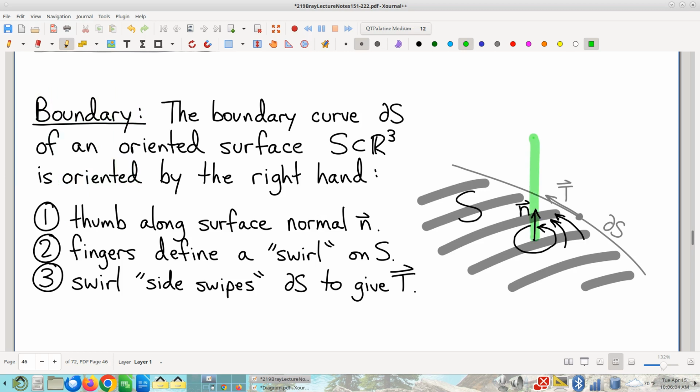So we talked about this basically right-hand rule of sorts. If you have an orientation on the surface, thumb in the direction of the normal vector of the surface, that is, the orientation of the surface, and you look at how the fingers of your right hand, very important that it be the right hand, right? Left hand goes the other way. It's got to be the right hand. You look at how your fingers define a sort of swirl, and then you look at how that swirl sideswipes up against that boundary curve. That's the correct orientation. Okay.